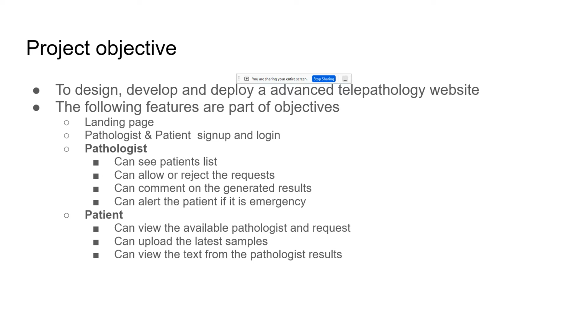What can pathologists do? They can see the patients list and they can allow or reject the requests given by the patients, and they can comment on the generated results, and they can also alert the patients if it is an emergency. What can patients do? They can view the available pathologists on their request. They can upload the latest samples of their pathology and can view the text from the pathologist results.